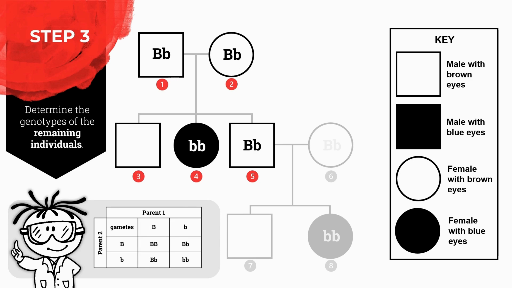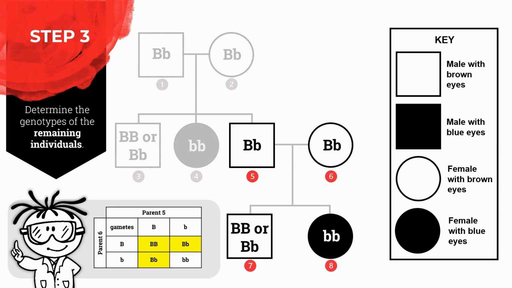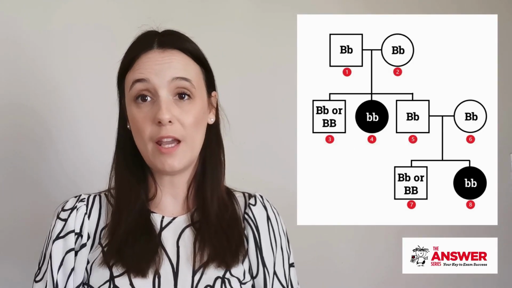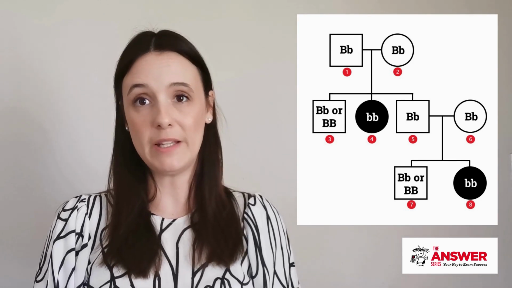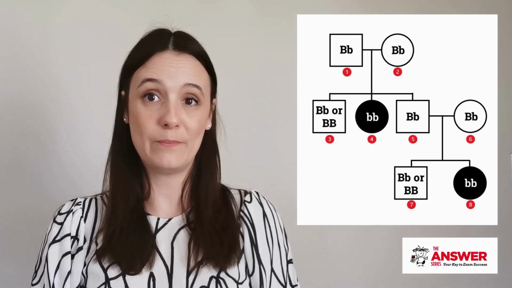And from the Punnett square, we can determine that the possible genotypes that could cause this phenotype include big B, big B, and big B, small b. Since we have no further information about individual 3, we cannot be sure which specific allele combination he actually has. The same logic applies for parents 5 and 6 and their brown-eyed son, number 7. So there we have the final complete pedigree diagram for the inheritance of eye color in this particular family. And now it's going to be much easier to answer questions on this pedigree diagram.